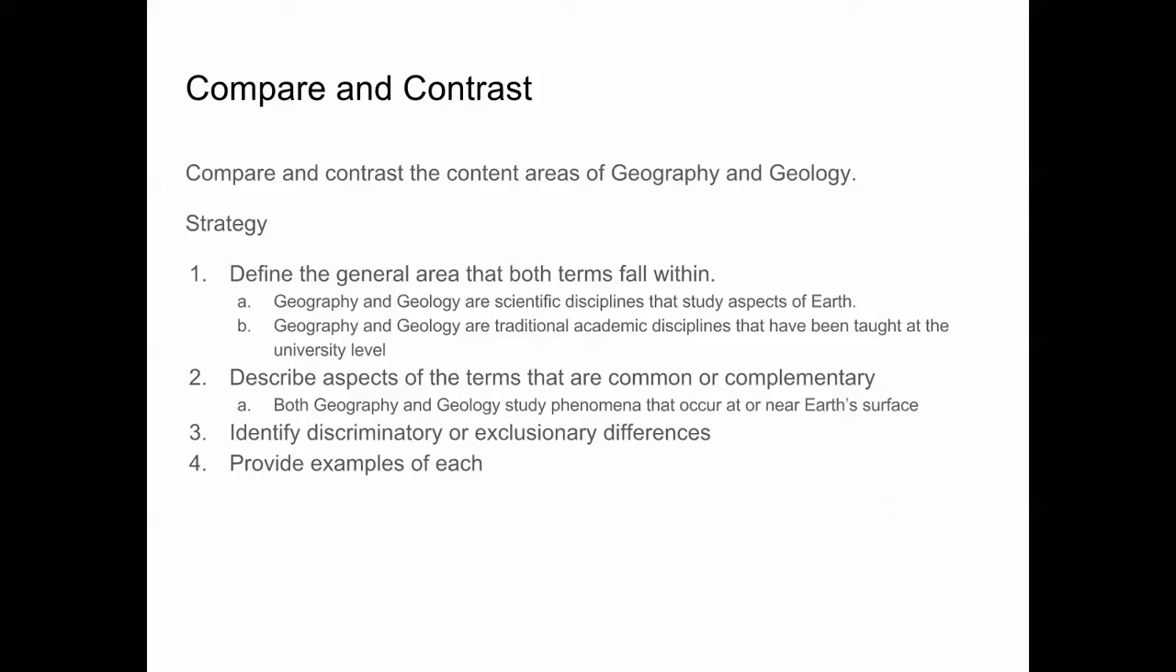Okay. So once you've done that, then you can begin to move into the discriminatory or exclusionary differences. Differences should be identified in terms of those things that break things apart. What makes geography not geology, or vice versa. And again, finally, like the last, our definition, provide examples of each. That example of each ties everything together. Once you're done with that, then again, go back to your thesis and make sure that you've covered the ideas. Again, our paragraph here starts with a thesis, supporting or subordinate ideas, details, and examples. Inverted pyramid.